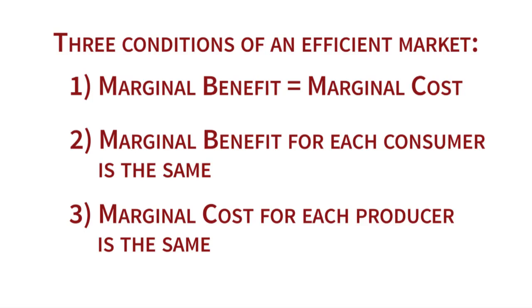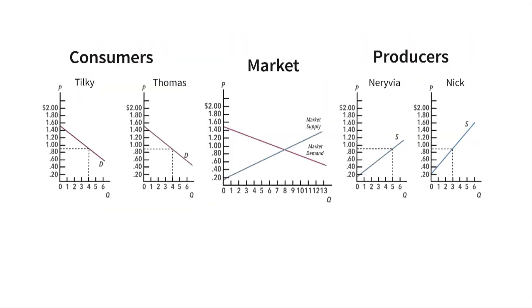So you have 3 conditions. To say it again, marginal cost must equal marginal benefit in the market. Marginal benefits for all the consumers must be the same, and the marginal cost for all the producers must be the same. Now the real question is, does the market deliver that outcome? And if you take a look, we'll be able to see whether it does or not.